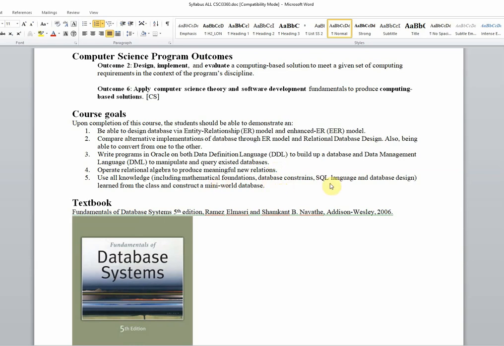Then use all the knowledge that we have discussed and learned from our class to construct a mini world database, the last item, corresponding to your semester-long team projects. Starting with the design of the mini world, which means that you have a real world problem to solve, you start by designing it, converting that into a relational schema diagram, writing the Oracle DDL code, loading the data, and then making meaningful queries on a real world problem. So those are the things I want to provide to you guys in this course.